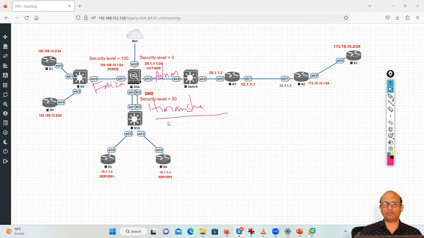So if you place your server in the LAN, 100% you are making those servers vulnerable to attacks. That is why we place those servers in a zone called the demilitarized zone. When we talk about a firewall, the firewall has two interfaces: one is inside and one is outside. Inside means trusted, outside means untrusted.